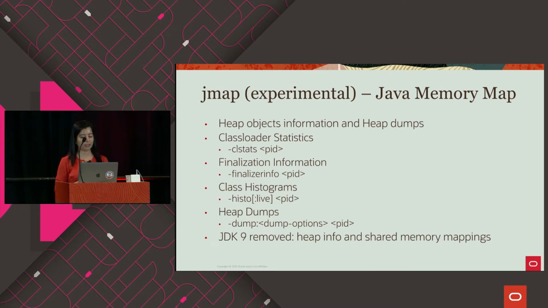In JDK 9, the heap info and shared memory mapping capability, which prints the information about heap and shared memory mappings, was removed. It's still available in JDK 8. These two capabilities were moved over to the JCommand tool.